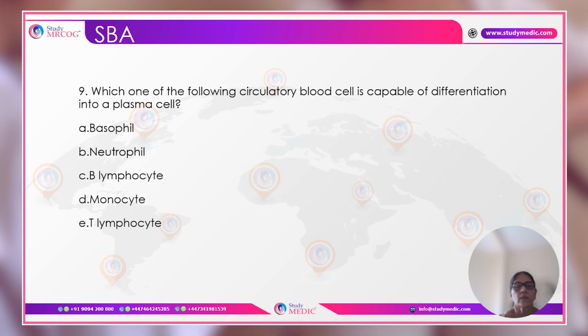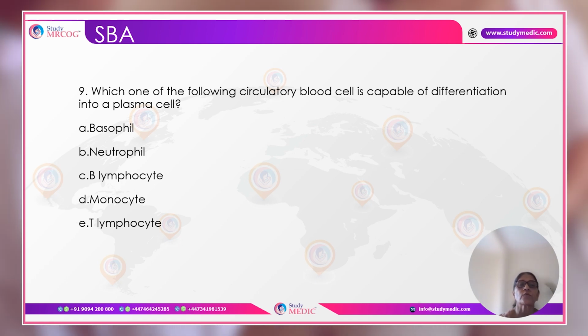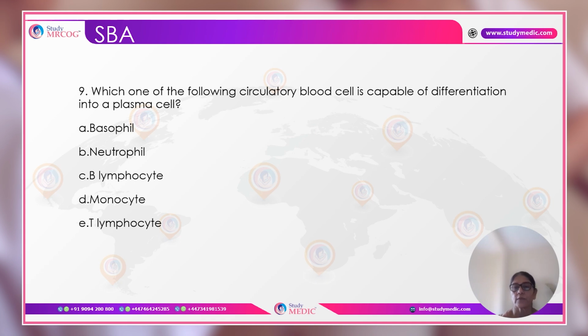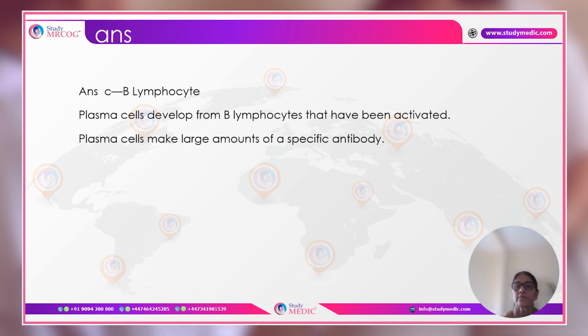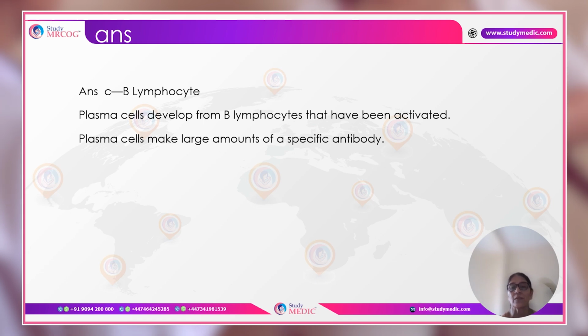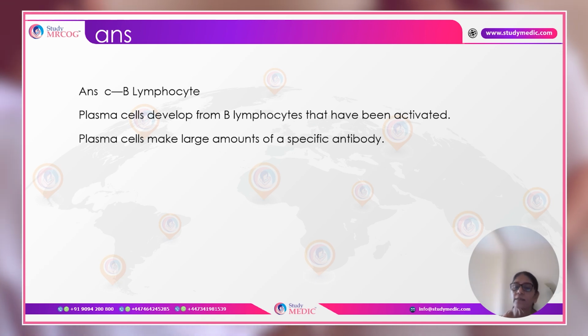Okay, something about immunology. Which one of the following circulatory blood cells is capable of differentiation into a plasma cell? Basophil, neutrophil, B lymphocyte, monocyte, or T lymphocyte. Plasma cell is the one that will give rise to immunoglobulins or antibodies. So, remember, immunoglobulins or antibodies always develop from B lymphocyte. It is the activated B lymphocyte that is capable of differentiating into a plasma cell, and then this plasma cell will make large amounts of a specific antibody.